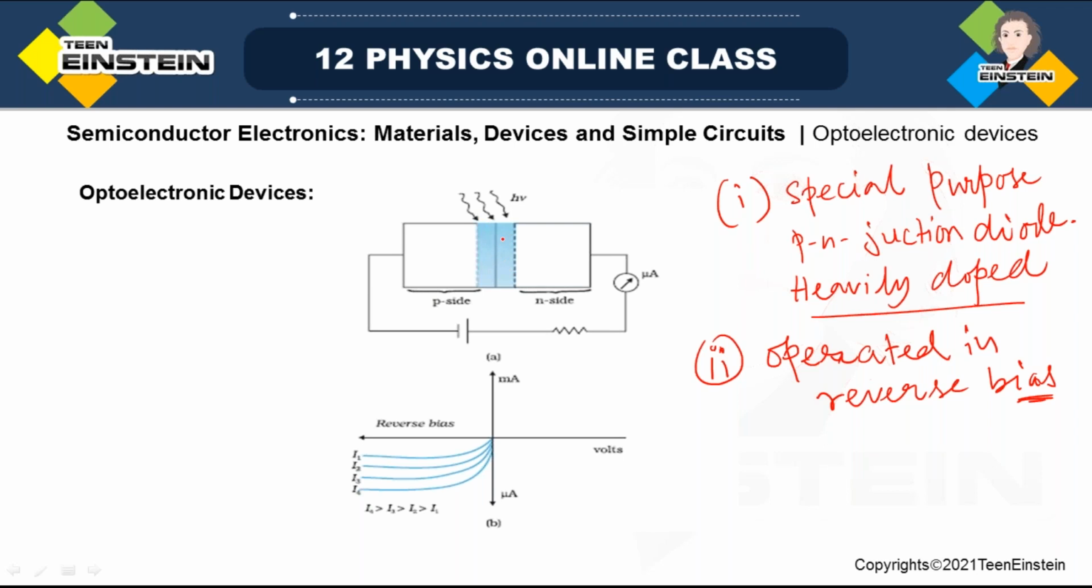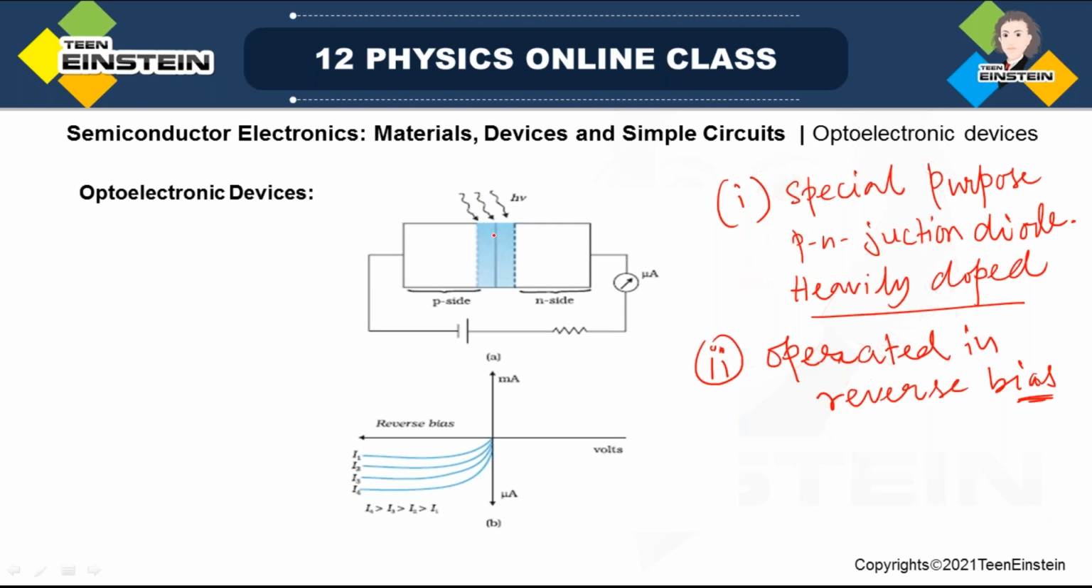The construction is such that the depletion region or the junction is covered by a transparent material such that light can fall on that junction. So in the device, this PN junction has to be covered with a transparent medium so that light can fall on this junction region, or the depletion region.